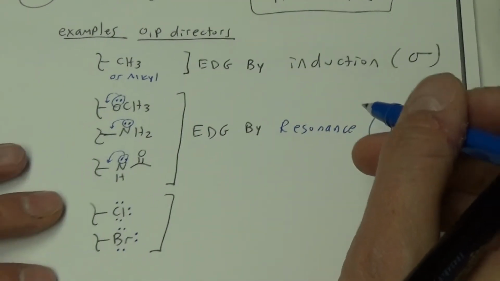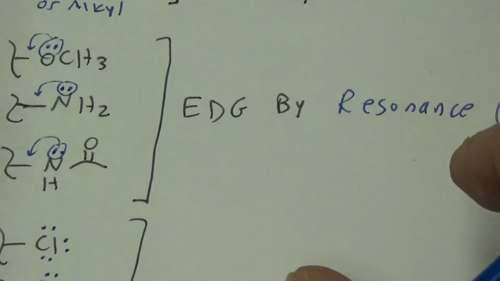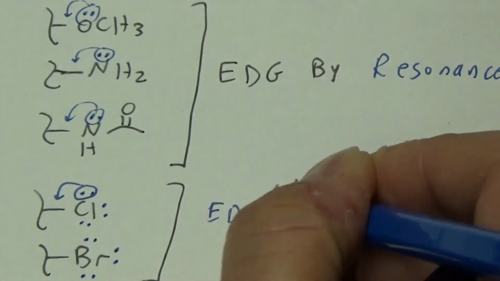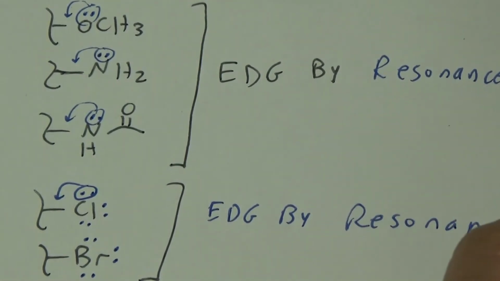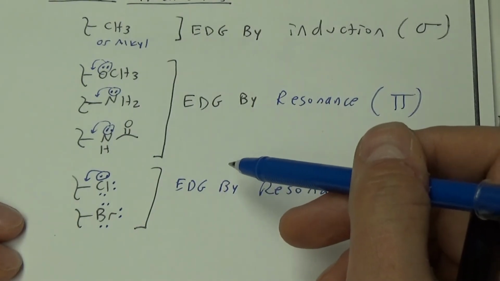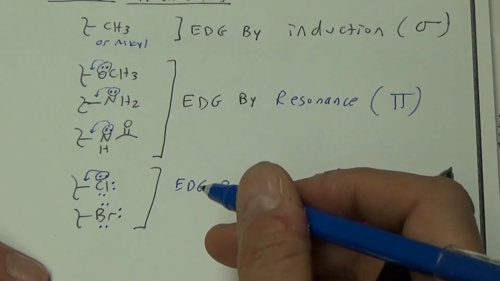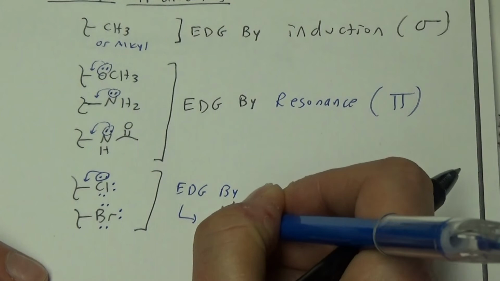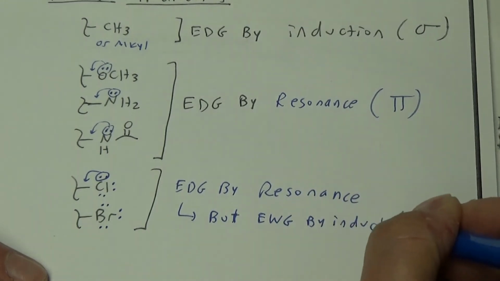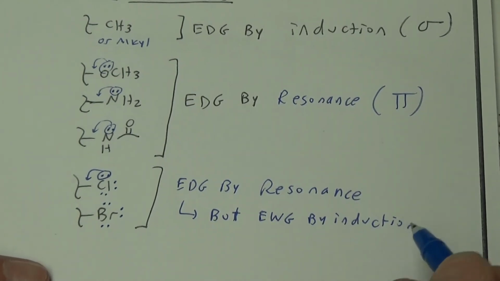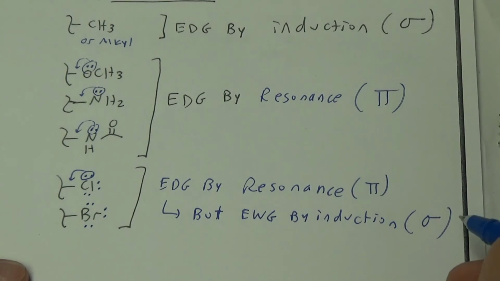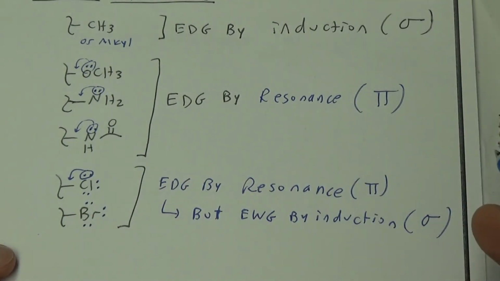So if they have lone pairs, are they donating groups by resonance? And the answer is yes, they are donating groups by resonance. EDG by resonance. But why are they a different category? It's the same thing, right? What's different about these guys? The funny thing about halogens, chlorine and bromine, which are the main ones we talk about, is they are donating by resonance, but they are actually withdrawing groups by induction. And we're going to come back to that. So they donate by resonance, which is the pi system, and they withdraw by the sigma system. So they're pushing one way and pulling another way. Totally weird. Chemistry's weird, right?